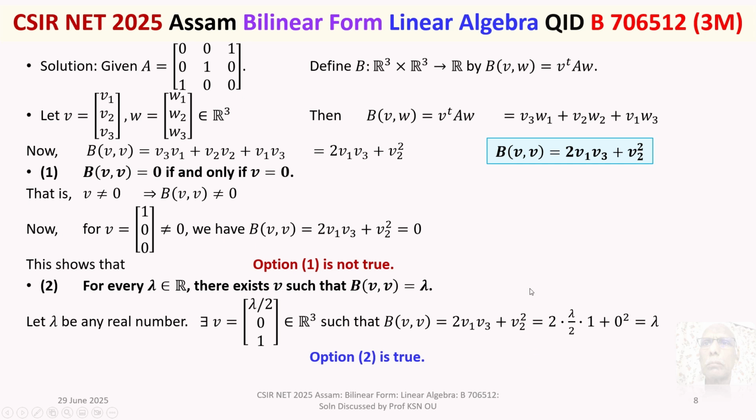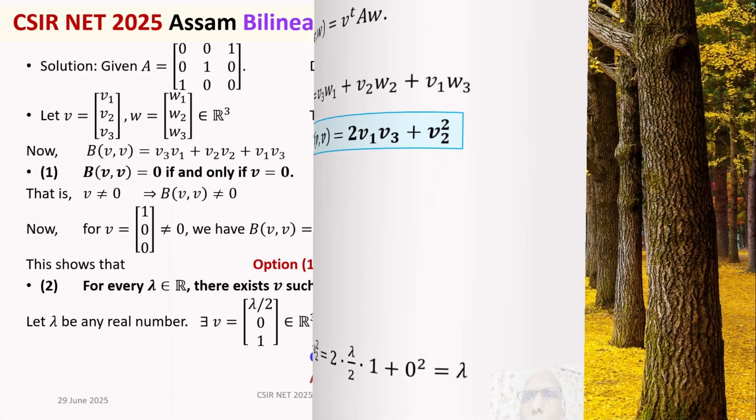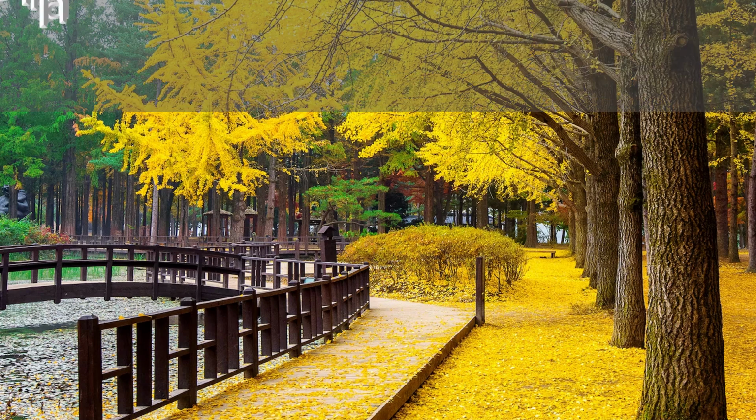Summarizing all the options, the answer to this question is option 2. That is the detailed discussion of the solution of the problem from the section linear algebra, which is related to bilinear forms. And definitely we are familiar with quadratic forms, bilinear forms, and in previous year question papers also we have discussed some questions on bilinear forms similar to this. I am sure that you have understood the solution of this problem.